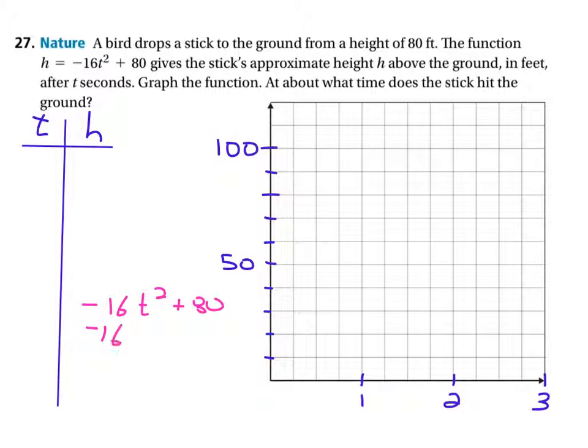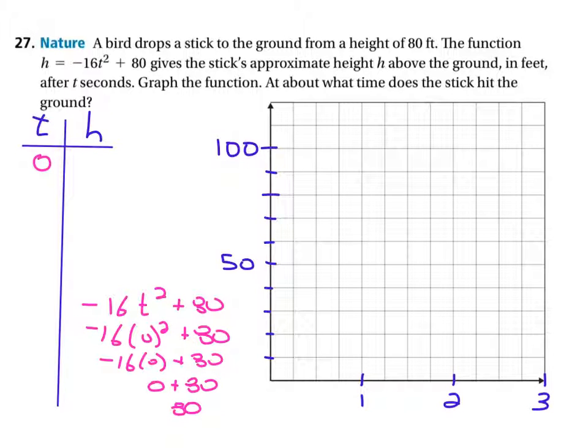And if t was 0, we'd get negative 16 times 0 squared plus 80, which is negative 16 times 0, or 0, plus 80. 0 plus 80 is 80. So when t, the time, is 0, the height is 80. And that makes sense because time equals 0 means the time that the bird dropped it, and as soon as it lets it go, it hasn't fallen yet, and that's right there at 80. So I plotted that point.